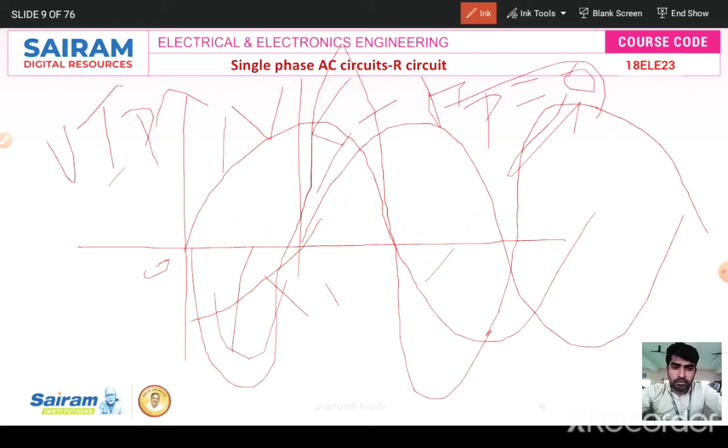So for inductance it is the same, and for capacitance also the same. For resistance only, power consumption occurs only in resistance.